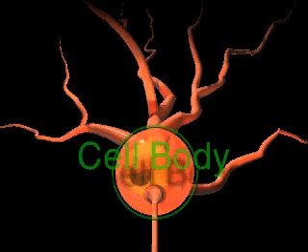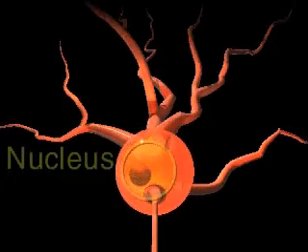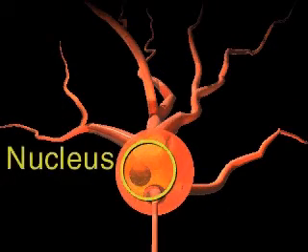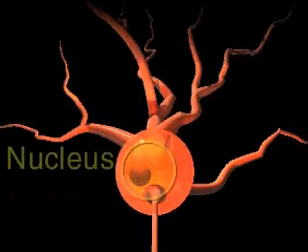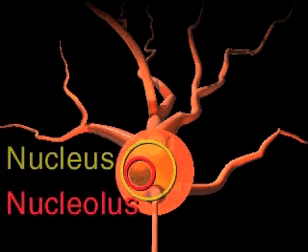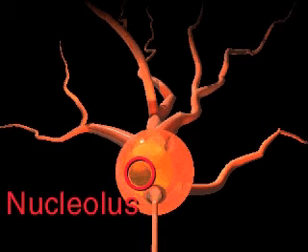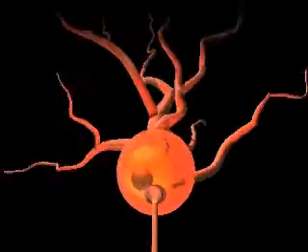The cell body, also called the soma, contains a number of structures that are important for the functioning of the cell. The nucleus contains the cell's DNA. The genes of the DNA determine and control the functions of the neuron. Within the nucleus is another structure, the nucleolus, which transcribes the information contained in the genes into RNA, which in turn makes the substances necessary for the neuron to live and function.